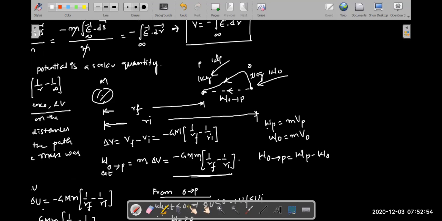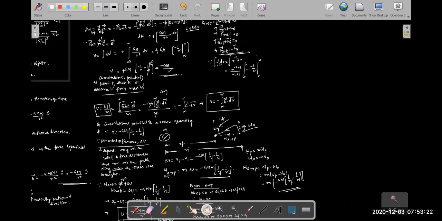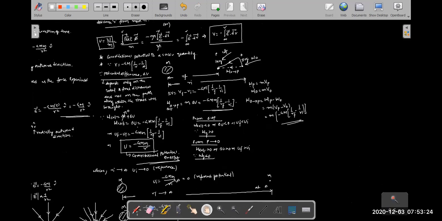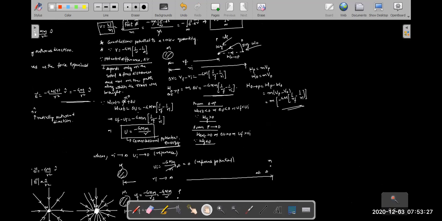Yes, sir. That will be mass times potential at P minus potential at O. Mass times delta V. Understood? Yes, sir. This is mass times minus G capital M by 1 by R final minus 1 by R initial. That's the expression that I've written. Is it visible now, in such a small font? It's fine, sir.